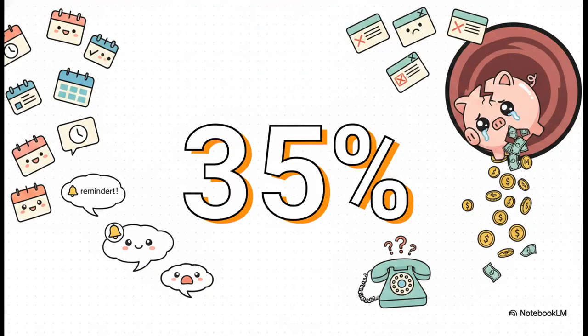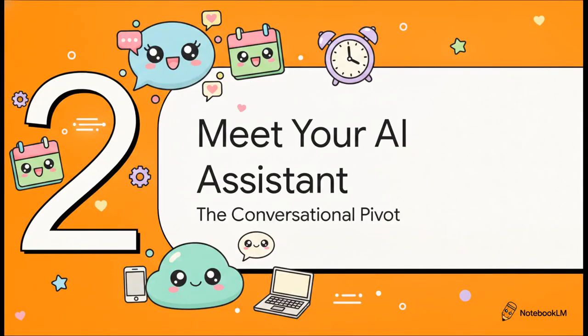And the cost of doing nothing? Well, it's staggering. Even when people do somehow manage to book, without automated workflows and reminders, up to 35% of those appointments end up as no-shows. 35%! That is a massive leak in your revenue stream simply because the follow-up process is entirely manual, or let's be real, practically non-existent. Moving on to part 2, meet your AI assistant and what we call the conversational pivot.